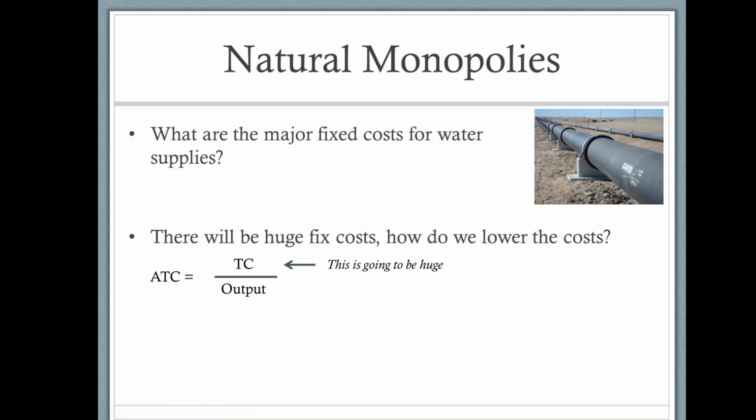Okay, right? So take a look at this. We know the major fixed costs of water supply are the pipelines and maybe the water supply station. So there is a very high amount of cost that we will have if we are starting up a water supply company. So you see here the fixed cost is huge for those companies.